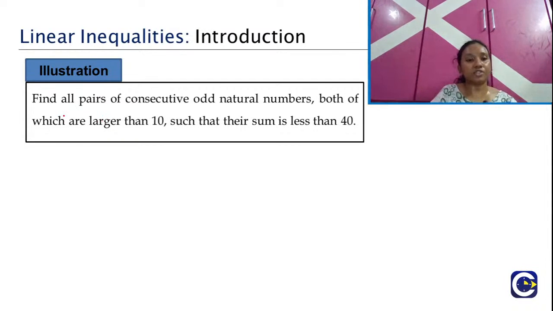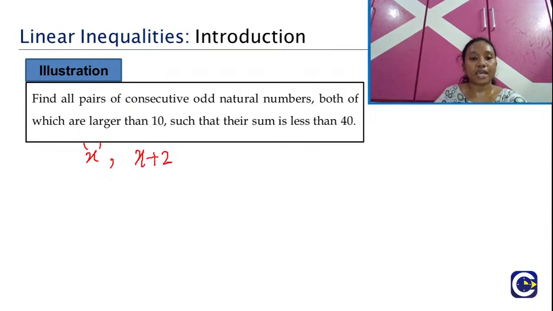So we'll just read the question here. The question is, find all pairs of consecutive odd natural numbers, both of which are larger than 10. Here a pair means we have two consecutive odd numbers. Suppose I take x as one odd number, what will be the other? As they are consecutive, the other will be x plus 2. Both of which are larger than 10, which means if my x is greater than 10, it's obvious that x plus 2 will also be greater than 10.